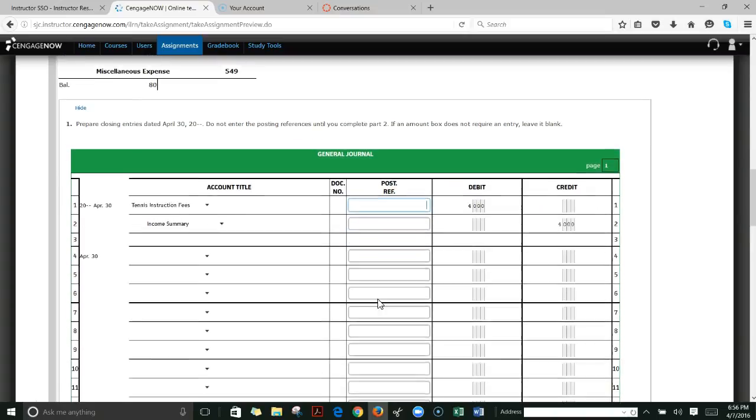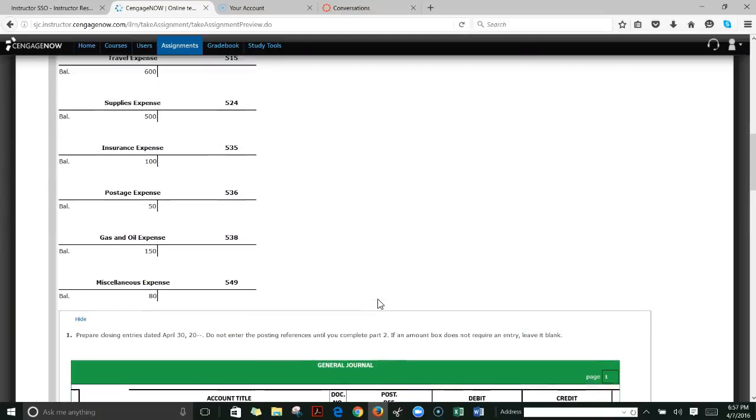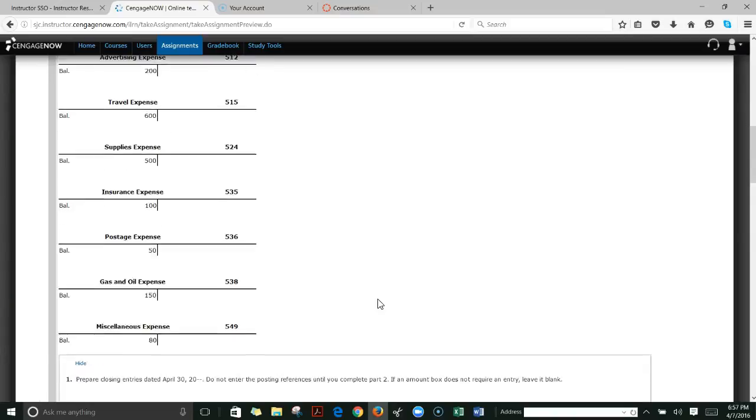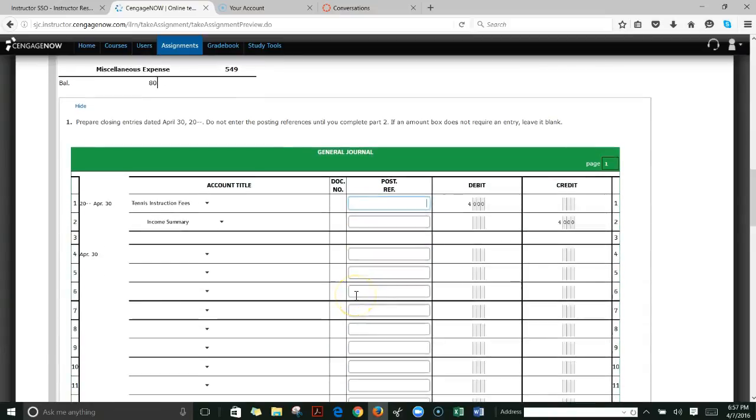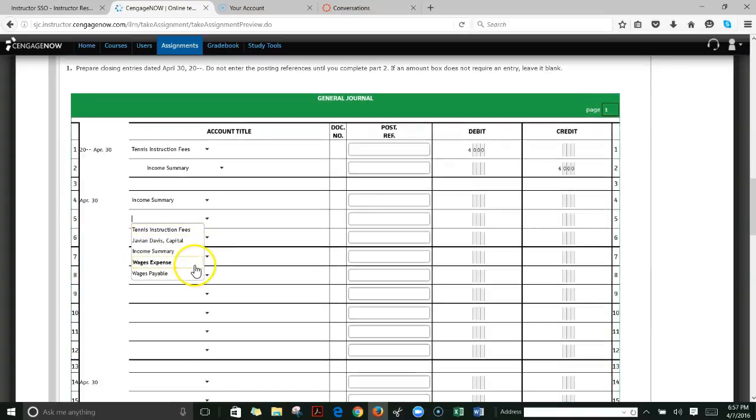Okay, so then we go to our next one, and we're going to close each of our expense accounts. So we will start with advertising expense of 200, and so we're going to credit each of the expenses. So we will debit income summary, and then we'll credit each of the expenses, starting with advertising expense.